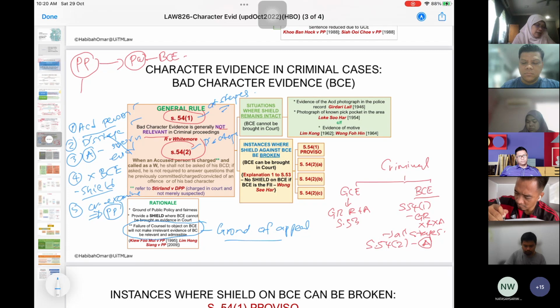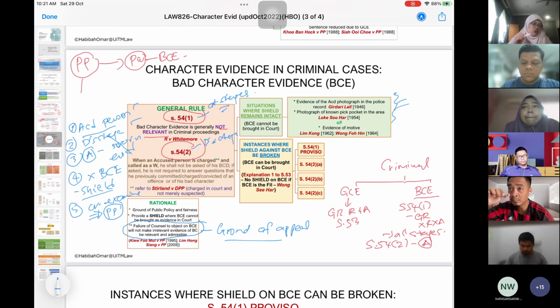Okay? Now, example of cases where the general rule is upheld will be this one. Ini adalah contoh-contoh cases where the general rule is given effect. Maknanya, you tak boleh tanya soalan berkenaan dengan dia punya bad character. So maknanya as a general rule, bad character evidence cannot be brought. Kalau dibawa masuk objection, then the general rule apply.